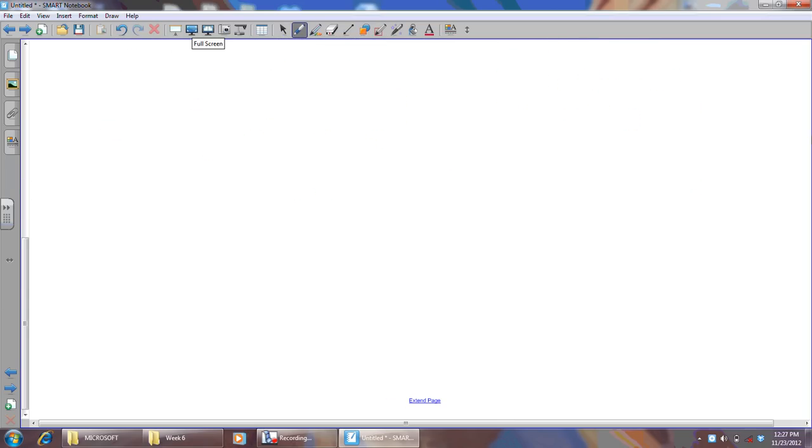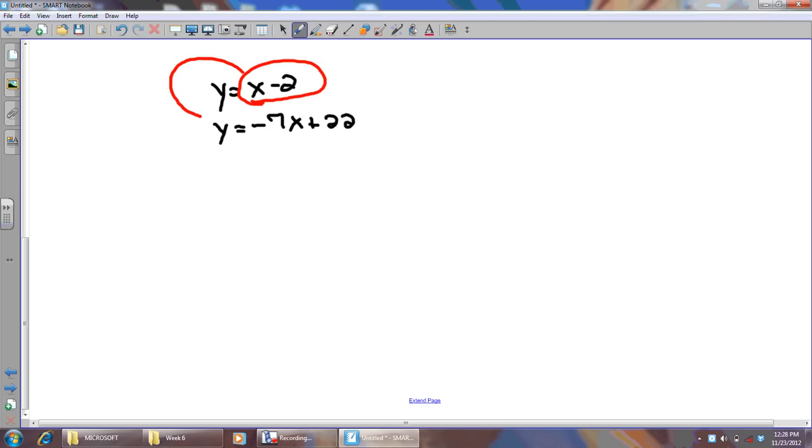Now, the problems that we see are going to look like this. They're going to say solve this system of linear equations. For example, y equals x minus 2 and y equals negative 7x plus 22. And we're going to have to solve this system. What I'm going to do is I'm going to know that y is x minus 2. I'm going to take this x minus 2 and substitute it into the other equation. And when I do that, I'm going to get x minus 2 equals negative 7x plus 22.